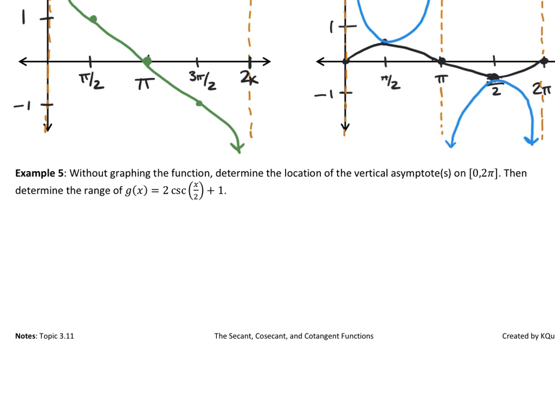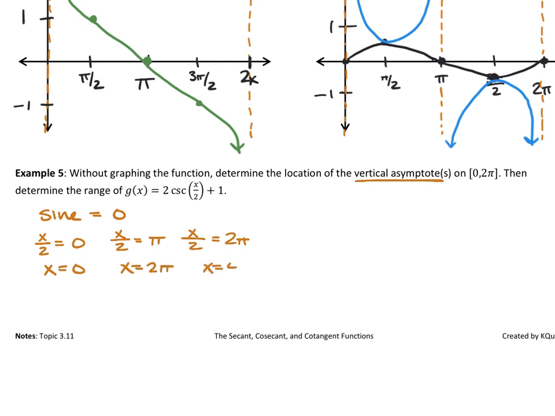But if we're determining the location of the vertical asymptotes, we know that the vertical asymptotes for the cosecant function are going to occur where sine is equal to 0. So if we think about the sine curve, sine is equal to 0 when the argument is equal to 0, when it is equal to pi, and when it is equal to 2 pi. So if I solve each of these, this would end up giving me x equal to 0, x equal to 2 pi, and x equal to 4 pi.